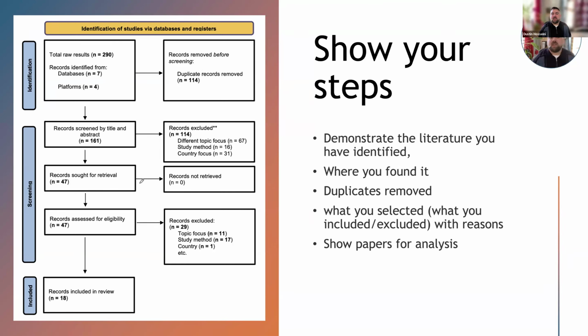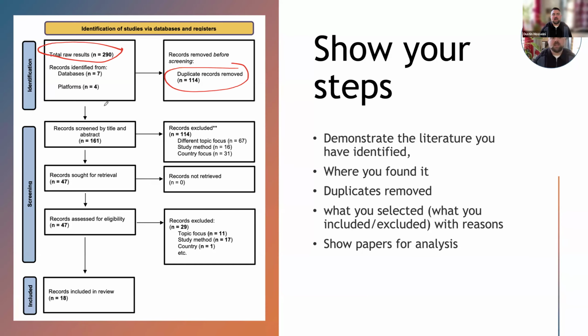Now, at the end of the day, as I mentioned earlier, what you'll need to do for a systematic review or a systematic narrative review is demonstrate what you have identified, where you have found it, how many duplicates were removed, what you selected, and with reasons. So as you can see here, I had almost 300 papers in the beginning, really, as everything combined together. Of these, that many were duplicates.